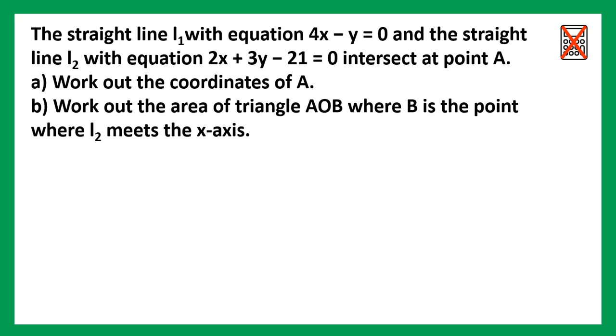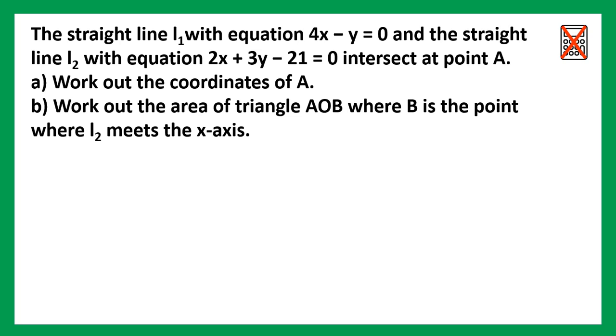The straight line with equation 4x minus y equals 0 and the straight line with the equation 2x plus 3y minus 21 equals 0 intersect at point A. Firstly, we need to work out the coordinates of A. Finding the intersection will be a solution that satisfies both at the same time.